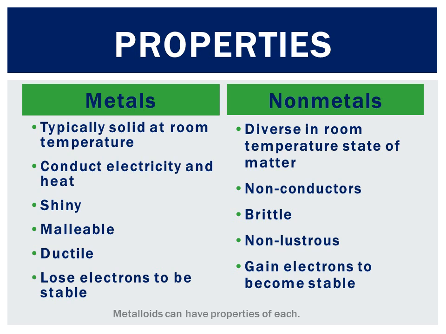That other one, that metalloid that we're going to look at in the periodic table, they can have properties of each, meaning they could be shiny but not conducting, or ductile and not conducting, and so on.